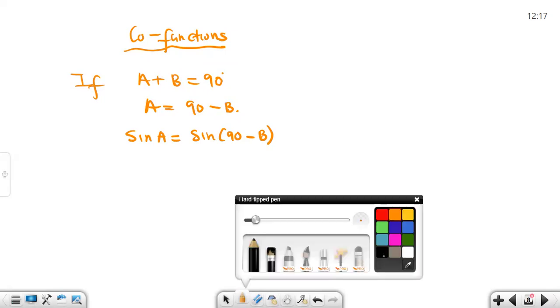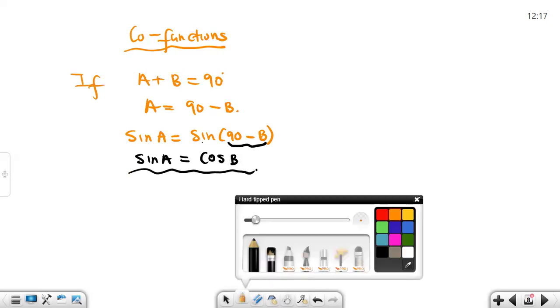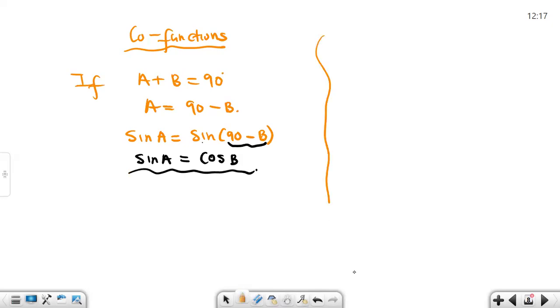My dearest people, check something. Every time I have 90, I have to change the name. This line is very dangerous. 90 and 270, very, very dangerous. So sine A will be equals to, as long as it is sine 90 minus B, that has to change to cos. But in most cases, we will want to know whether cos is positive or negative. Use a calculator. That's why I'm here.